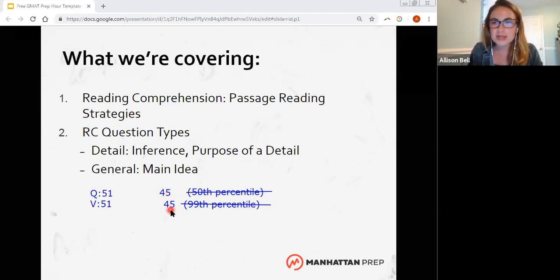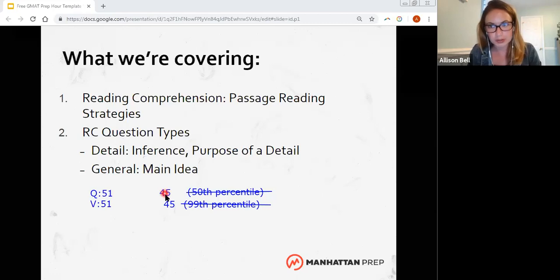And so the mistake that a lot of folks make when they're studying for the GMAT is they focus really heavily on quant for the first 6 weeks, and then they get closer to their test day and they realize, oh, my verbal score is holding me down.